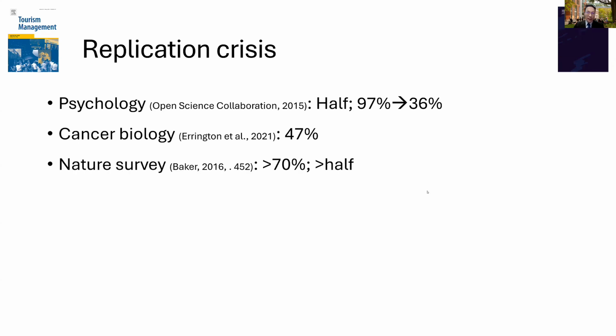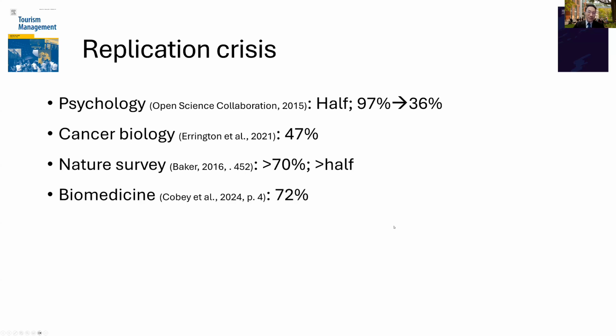This is a very impactful Nature survey. They surveyed about 1,600 scientists, and the result is that more than 70% of the researchers have tried and failed to reproduce another scientist's experiments, and more than half have failed to reproduce their own experiments.